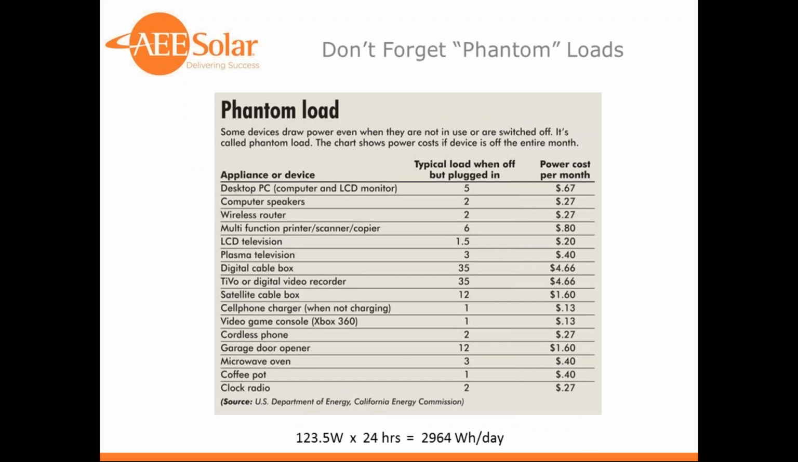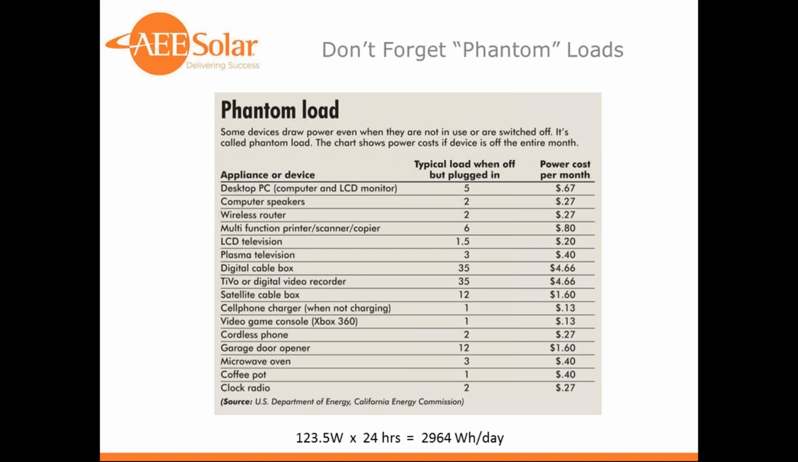And one thing to also not forget is what we call phantom loads. Many appliances, when they're plugged in, even when they're turned off, will actually have some draw. And it's generally not much, but it can add up pretty fast. So if you see this list, which was developed jointly by the California Energy Commission and the U.S. Department of Energy, these are fairly common loads to have in a modern house.